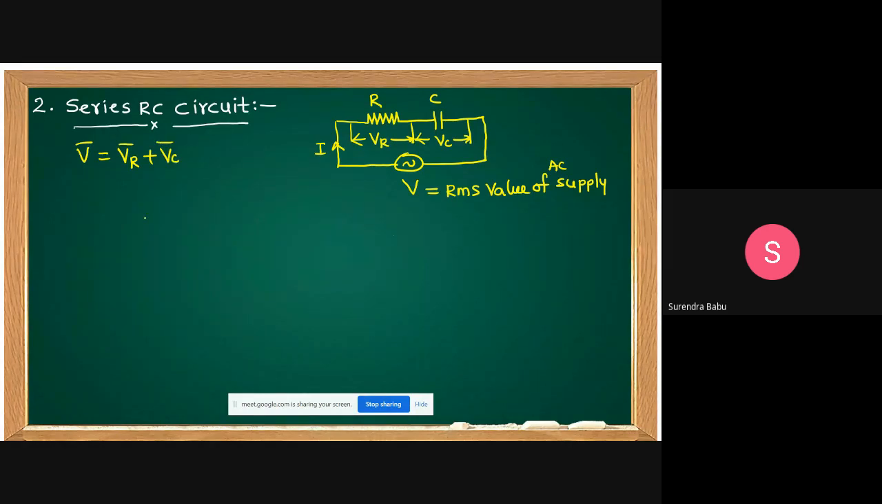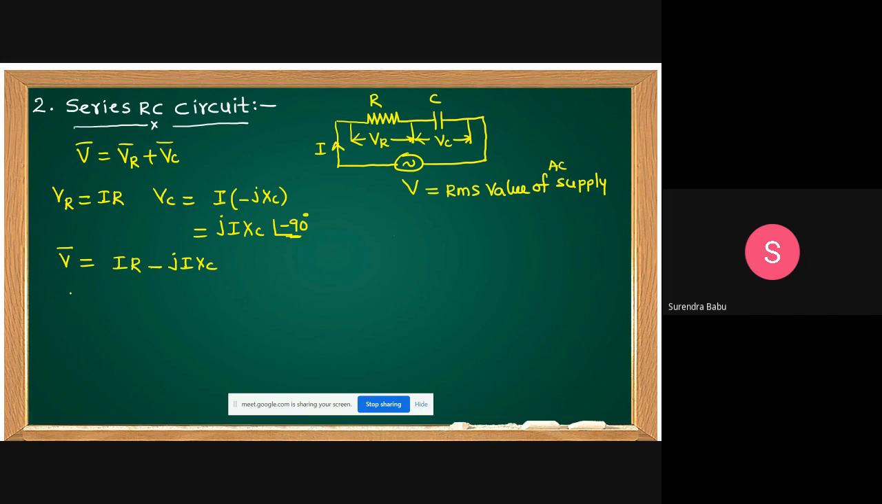Yes, friends. How to write VR equal to I into R. What is VC? VC equal to I into, students, what is the capacitive reactance that I told already? Minus JXC. Shall I write like this? I into minus JXC, that is I into XC at angle of minus 90 degrees. Is it correct? Then what is V equal to? V equal to VR, that is I into R, minus J into IXC.